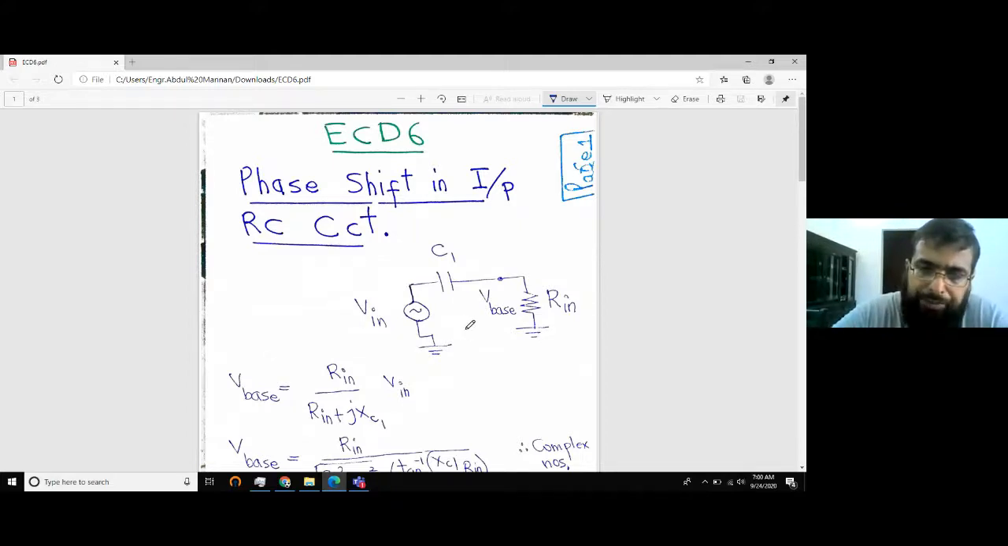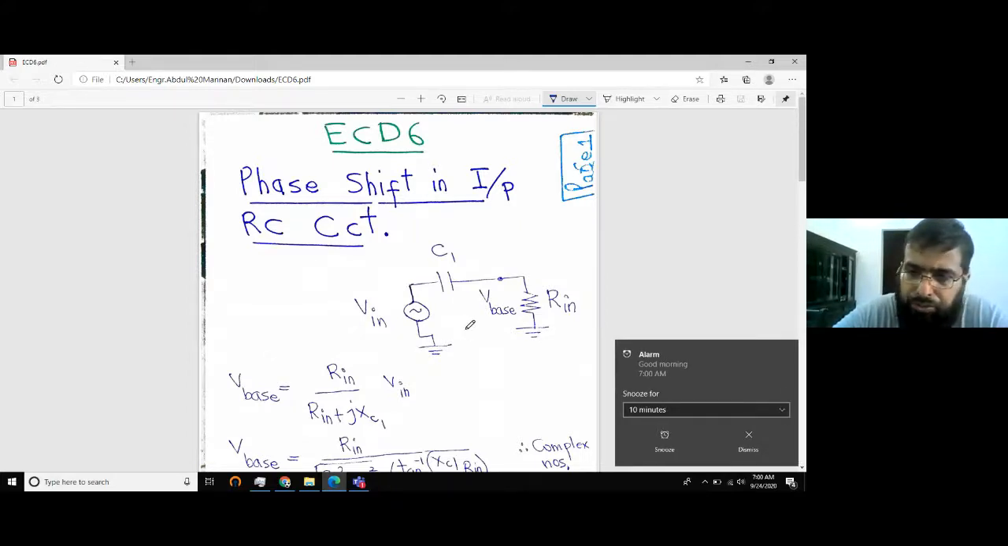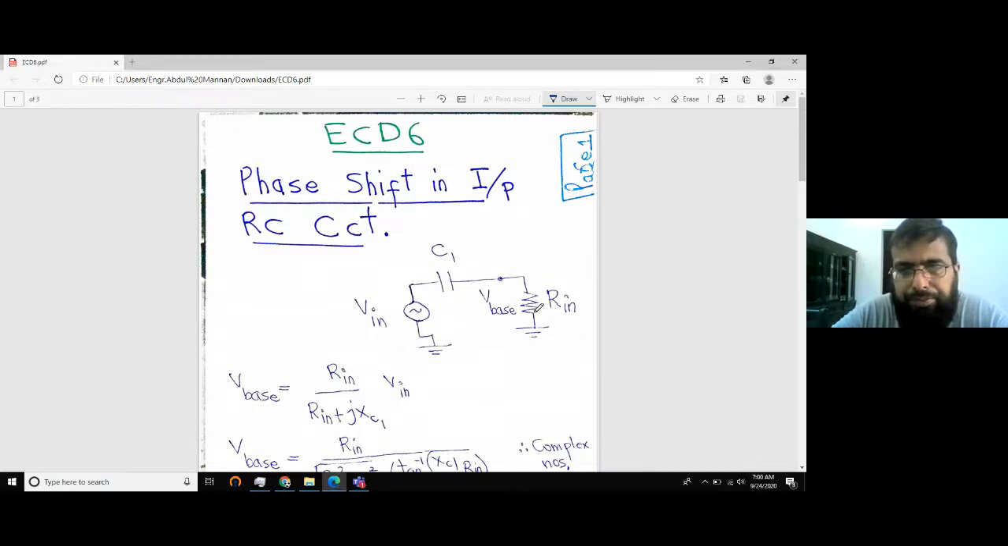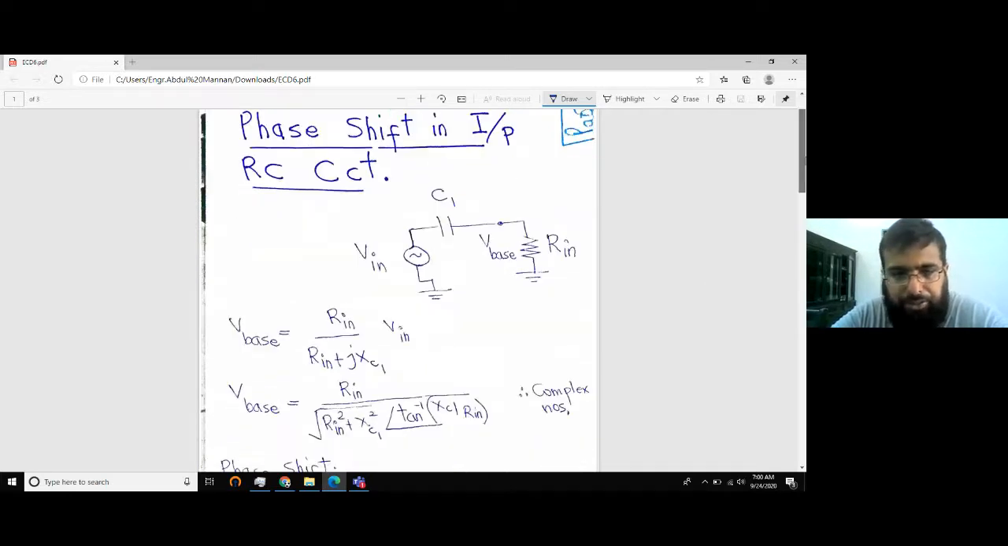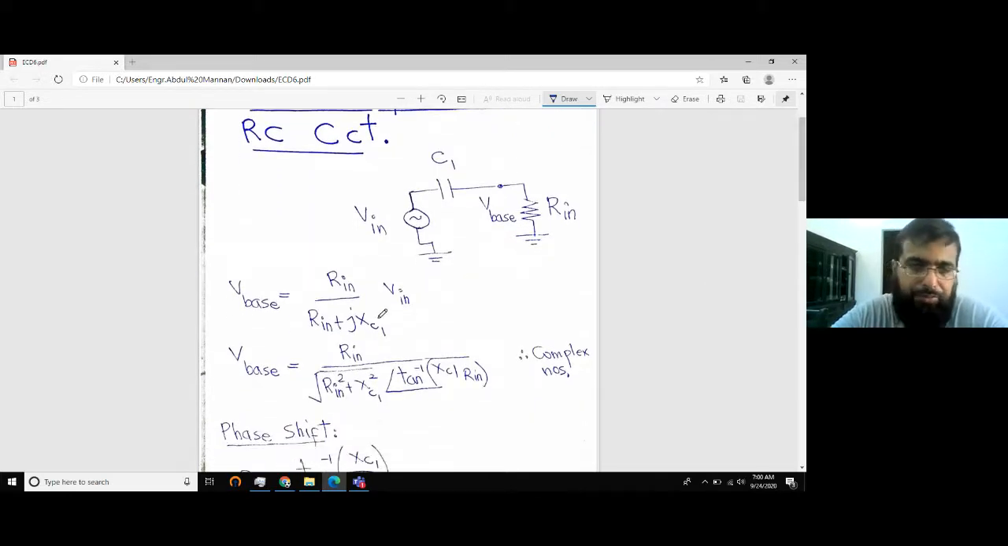Right. So what happens to V base? The input voltage at the base, as we have C1 and Rin, we apply the voltage divider theorem. This is a recap from the last lecture: Rin over Rin plus jXC1 times VA.